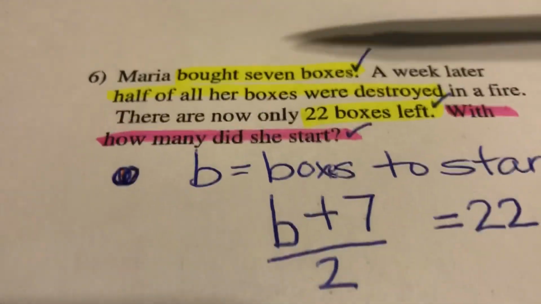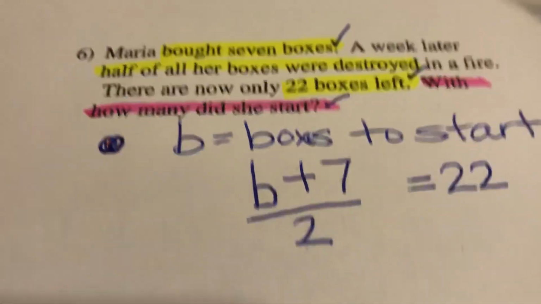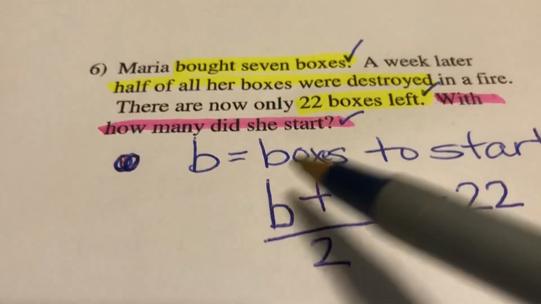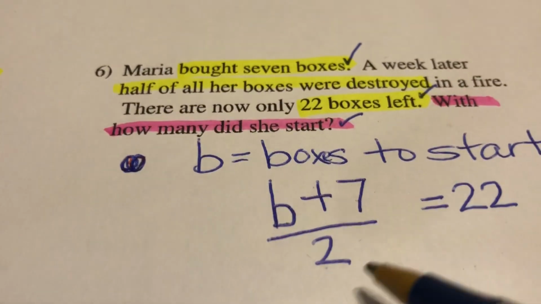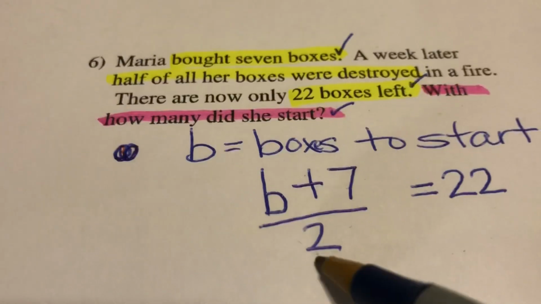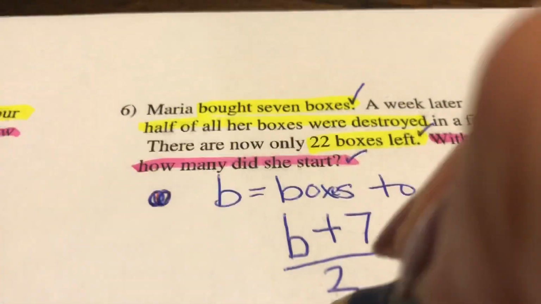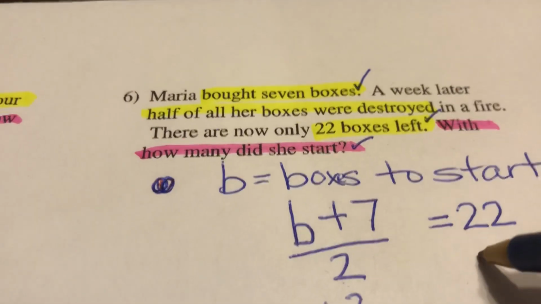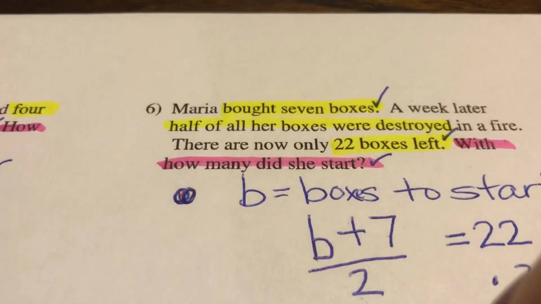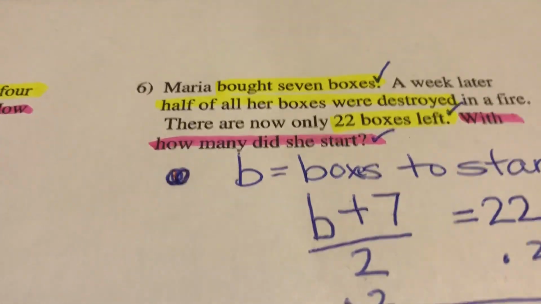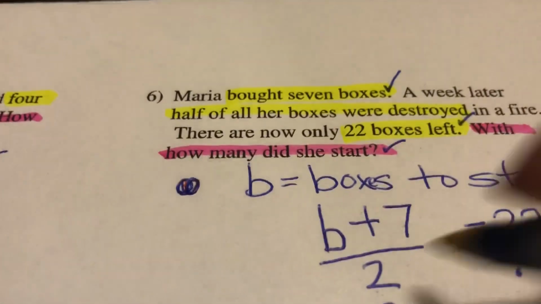And now I just need to solve my little 2-step equation. Well, B plus 7 is upstairs. You can't get upstairs until you go through downstairs. So we're going to have to get rid of this divided by 2. So I'm going to multiply by 2 on both sides. And I'm going to get B plus 7 equals 44.